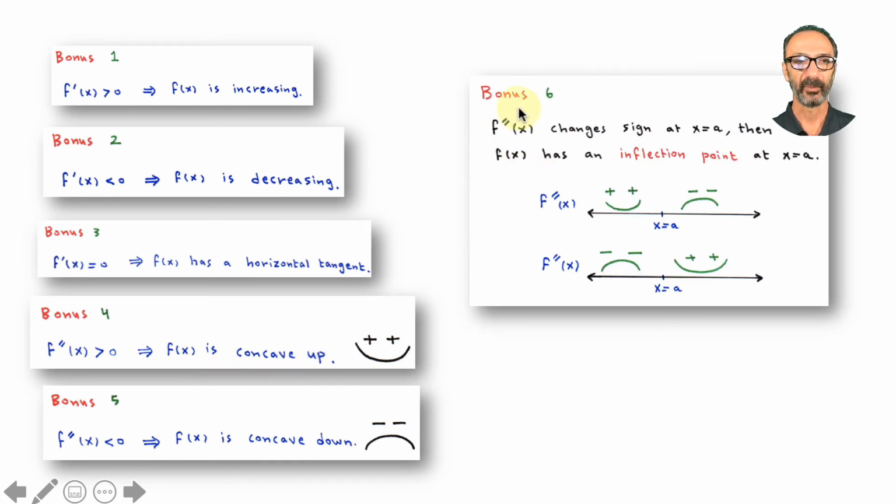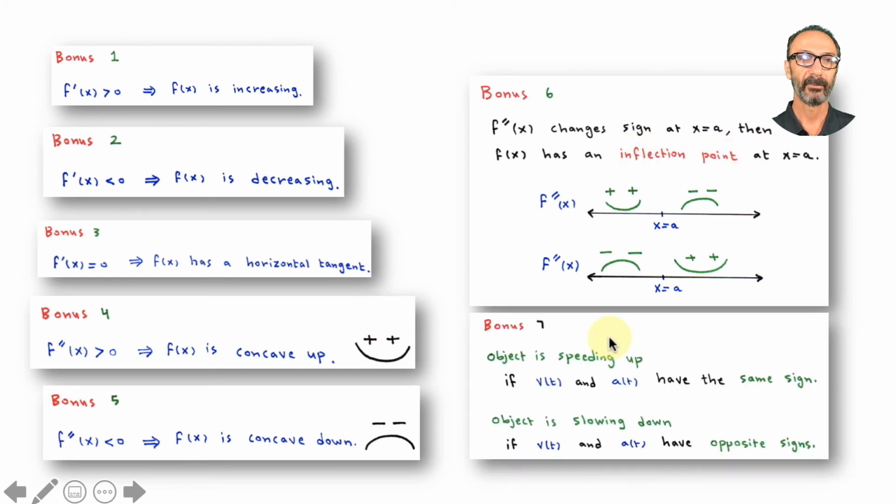Two more. Bonus number 6. F double prime, if it changes sign at x equals a, from positive to negative, from concave up to concave down, or the other way around, from concave down to concave up, at x equals a, we call a an inflection point.